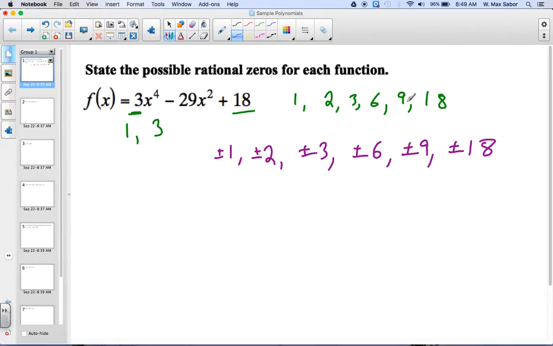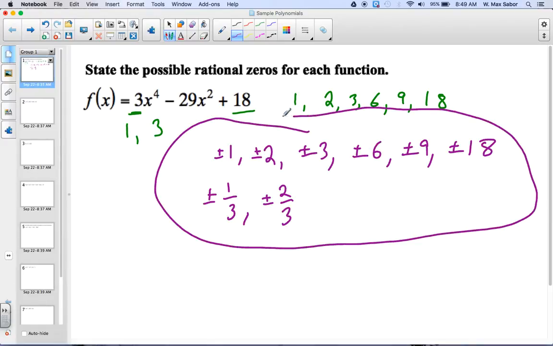Now let's divide each of these by 3. If I take 1 and divide it by 3, I get plus or minus 1/3. If I take 2 and divide it by 3, plus or minus 2/3. I'm not going to write down 3 divided by 3 because that's already listed. It's 1. 6 divided by 3 is already listed. That's 2. 9 divided by 3 is already listed. That's 3. And 18 divided by 3, that's already listed. That's 6. So these are our possible rational roots.